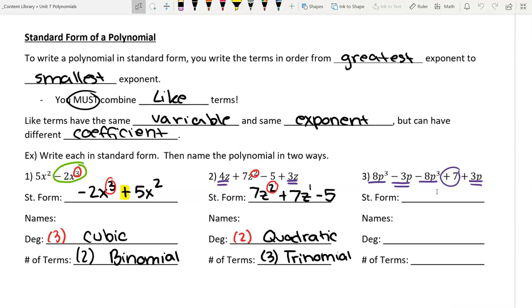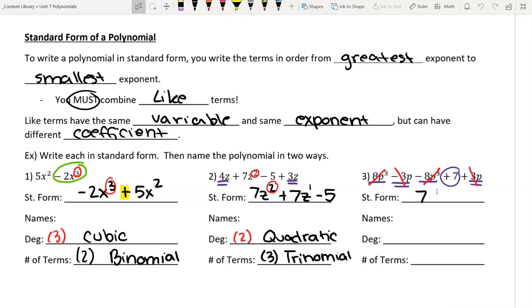8p cubed and negative 8p cubed actually cancel out. Because 8 minus 8 is 0. Negative 3p and positive 3p also cancel out because that's 0. So what are we left with for this one? Just 7. Okay, that's my standard form answer. Because I combined all of my like terms, they actually disappeared and I'm just left with 7.